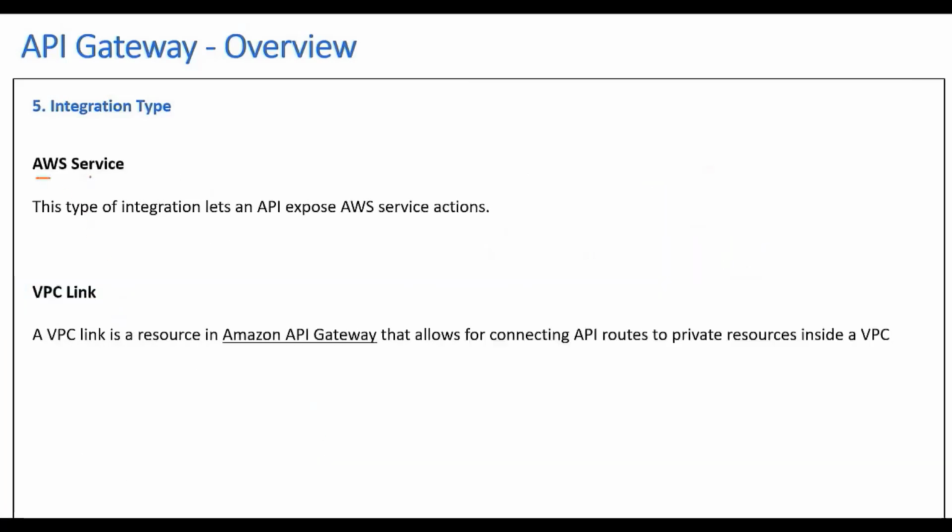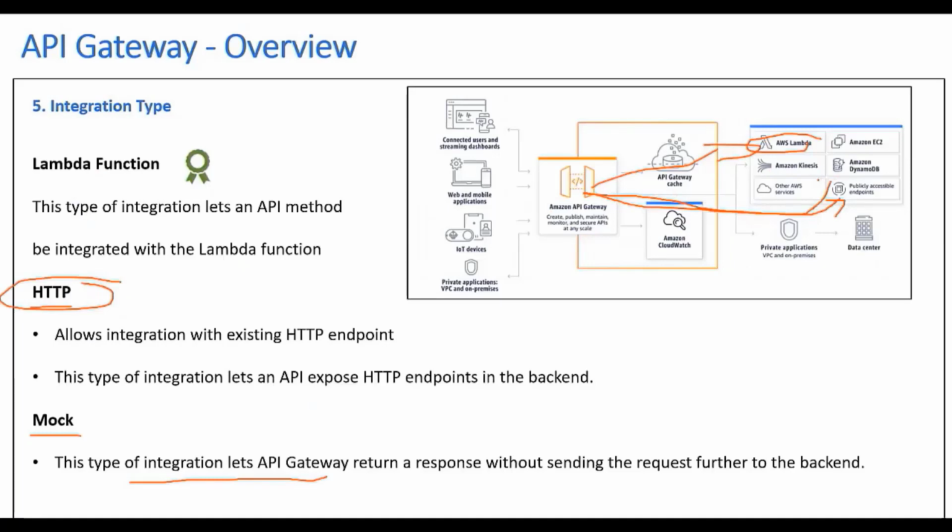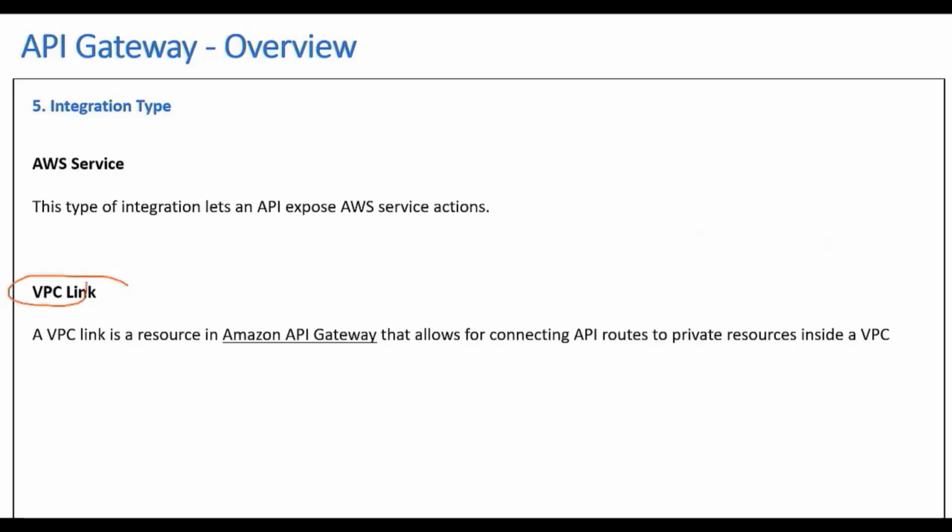Then you have AWS services. So you can basically integrate with any other AWS service, whether it's Kinesis, DynamoDB, EC2. Then you have the VPC link. VPC link is usually used when you are trying to connect API Gateway to a resource within your own VPC, and we'll take a look at it in a little bit. But for now, it is used for connecting private resources inside a VPC.